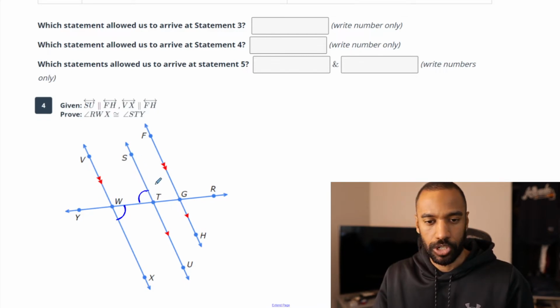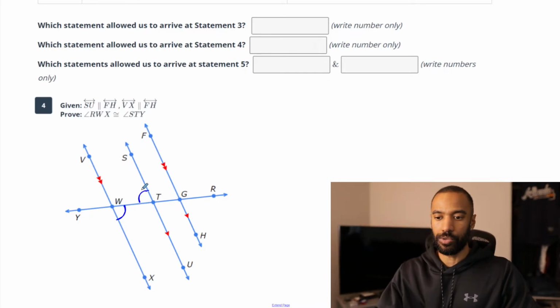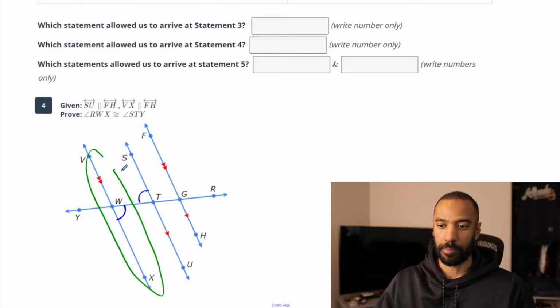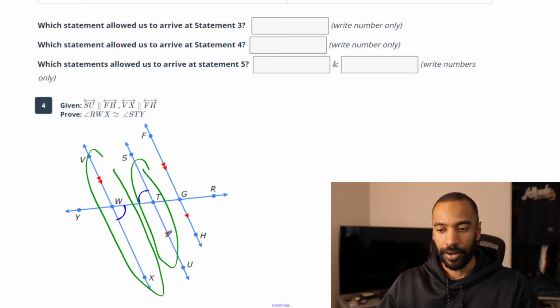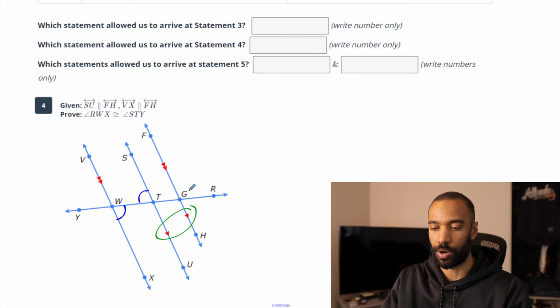Now, you might jump and say, these are alternate interior angles. They're congruent. You said that we can use that, right? Well, you have to be careful. These two lines aren't known to be parallel. I see a double arrow here. I see a single arrow here. They're not associated and known to be parallel here. I know that these two are parallel to each other. I know that these two are parallel to each other.